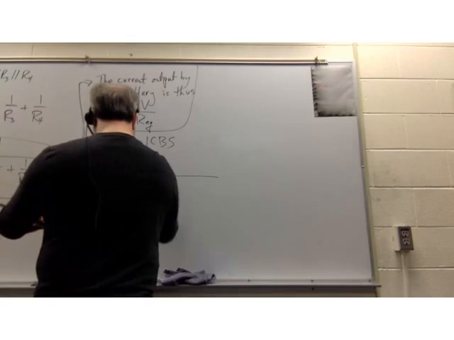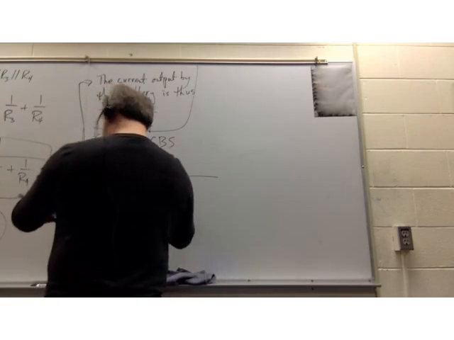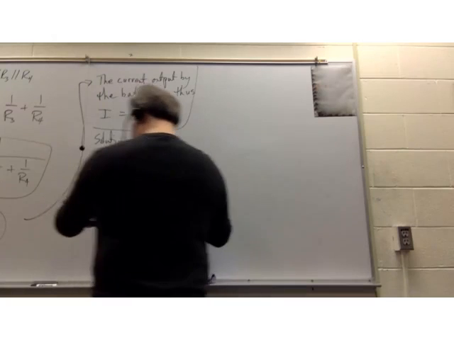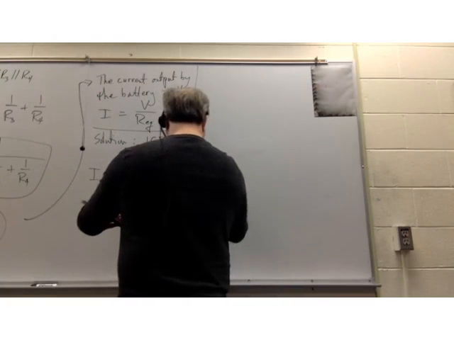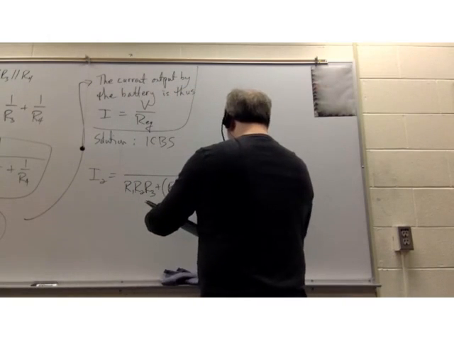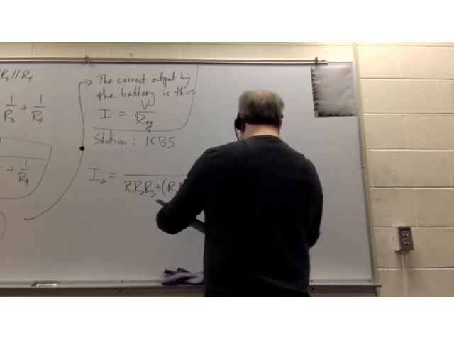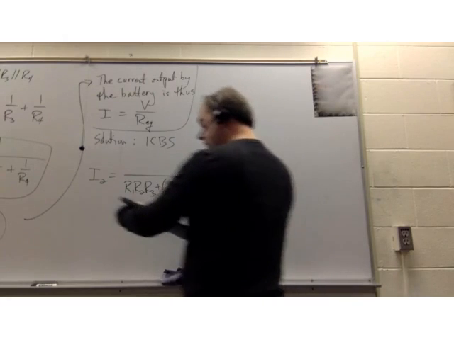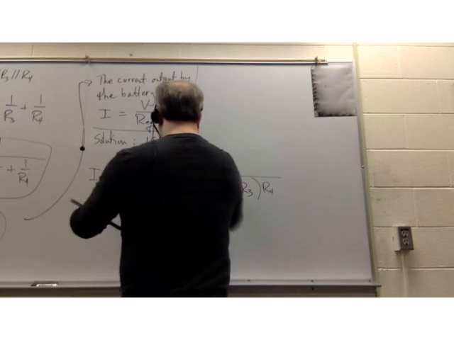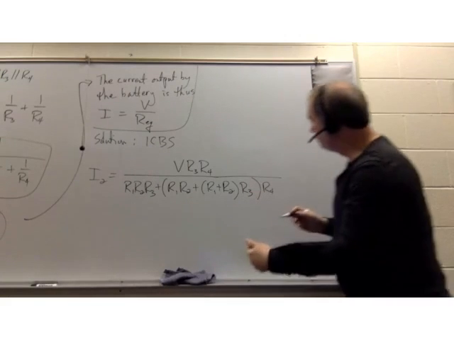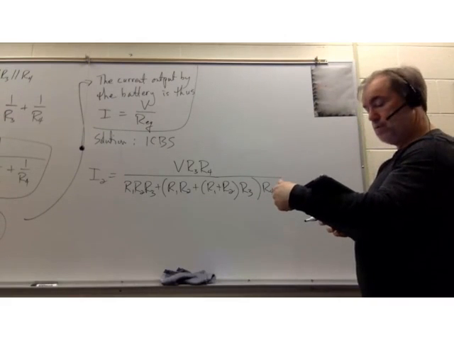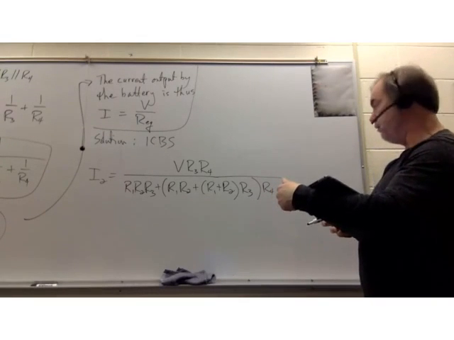R1 times R2 times R3 plus the quantity R1 plus R2, close quantity, times R3, close quantity, times R4. That's all in the denominator, and the numerator is V times R3 times R4. If I got that right, yeah.